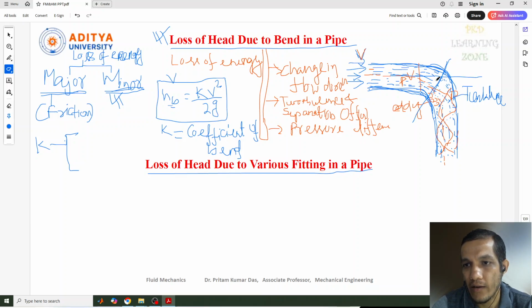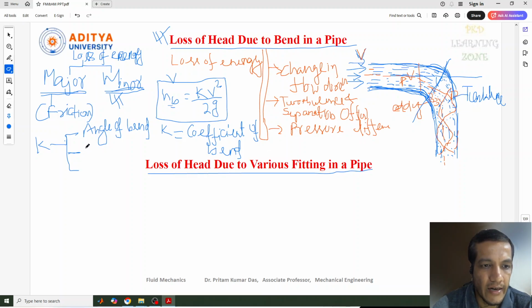What is the angle of this bend? That first point we can write as the angle of bend. And second, what I can write about this curve is that one diameter was there, and with what radius this curvature or this curve was formed here. So now we can write the radius of curvature of the bend. This one we can write as radius of curvature.